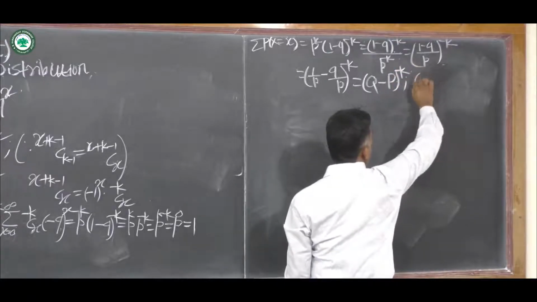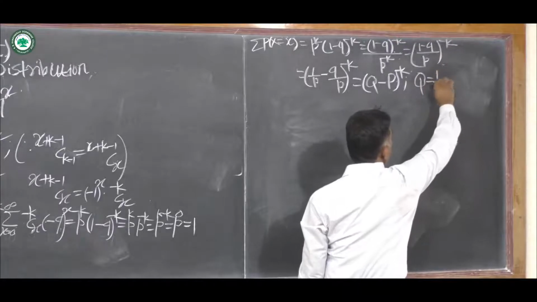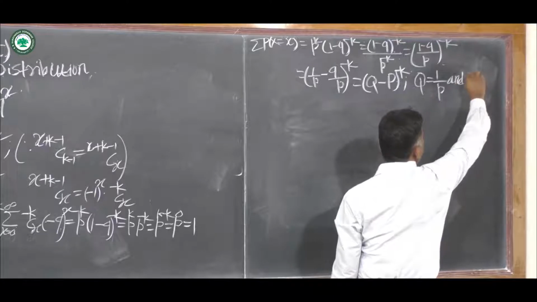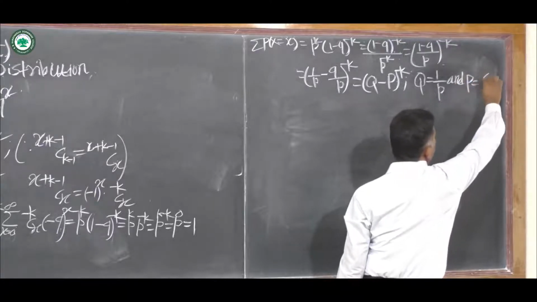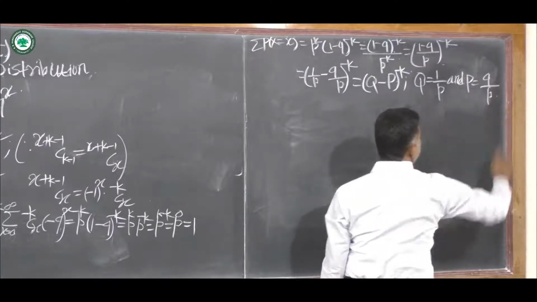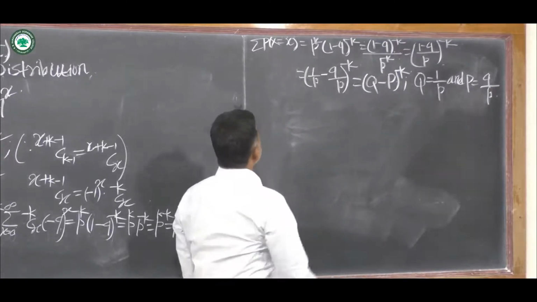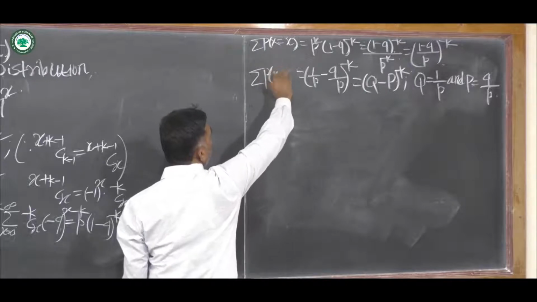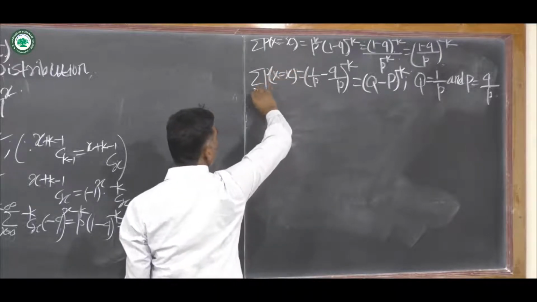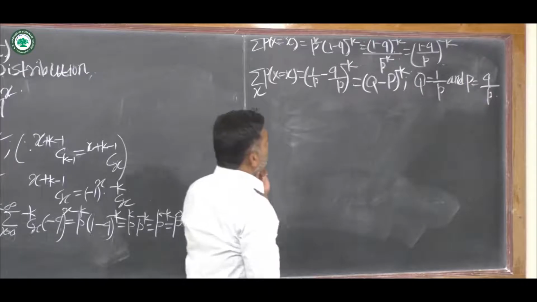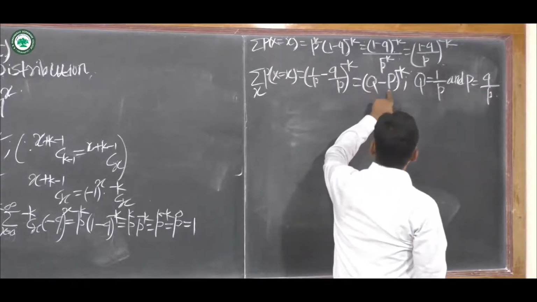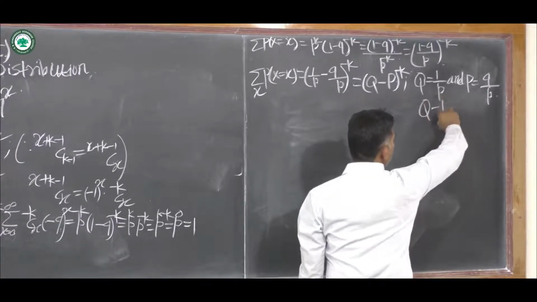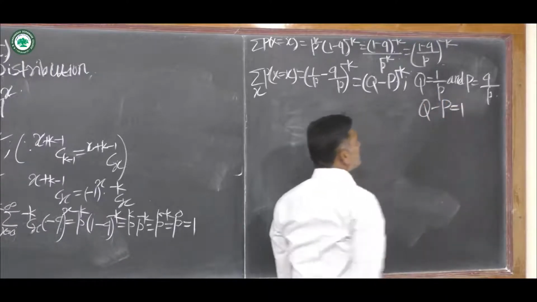Here Q is equal to 1 upon p and capital P is equal to q upon p. Okay, this is summation of probability of x equal to small x, summation over x, which is equal to Q minus P bracket raised to minus k. Here Q minus P is equal to 1.